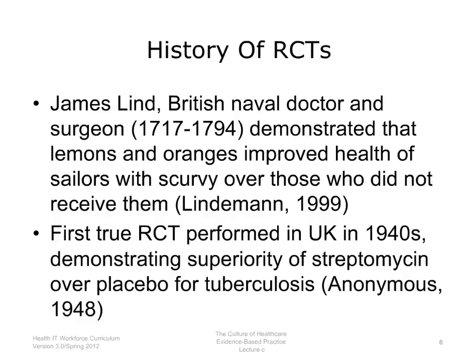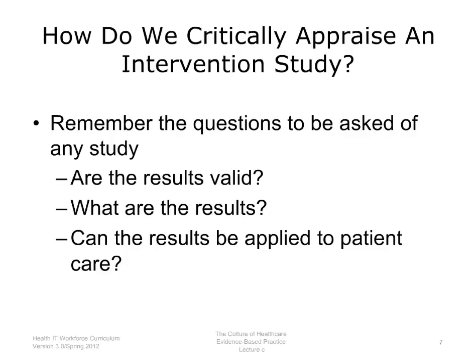It was a trial that looked at the treatment of tuberculosis, and it compared streptomycin, an early antibiotic for tuberculosis, with a placebo. This study demonstrated clear superiority for the antibiotic. How do we critically appraise a study about an intervention?